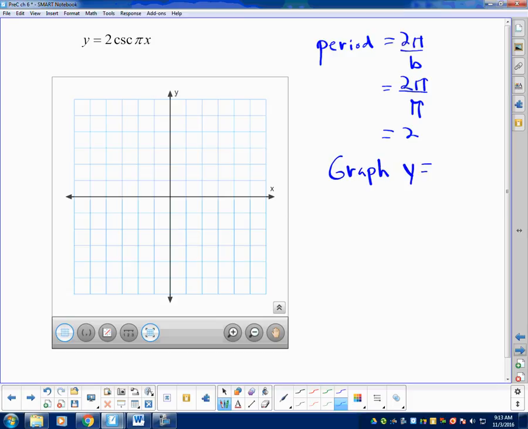So I'm going to graph y equals basically 2 sine of pi x, because this is equal to 1 over 2 sine of pi x. Okay, so keeping that in mind, I'm going to graph this, 2 sine of pi x. The period is 2. What's the amplitude? Amplitude is equal to 2, and then it's not reflected at all. There's no negative in front of it. So 2, negative 2.